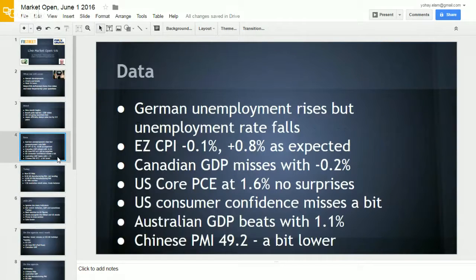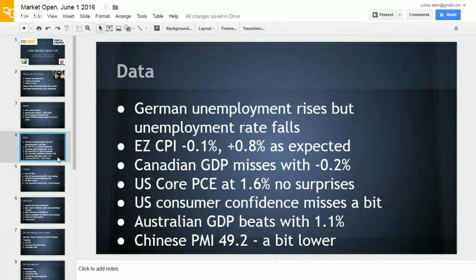Figures yesterday were quite mixed. The ones that stand out are a miss on Canadian GDP. It weighs a bit on the Canadian dollar. No surprises from the Fed's favorite inflation figure, 1.6 year over year. Lower chances for a June rate hike, which already had low chances.